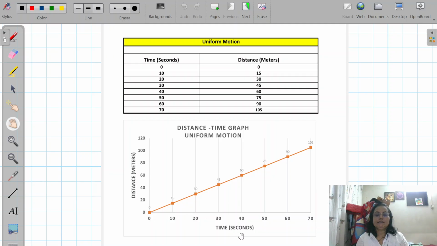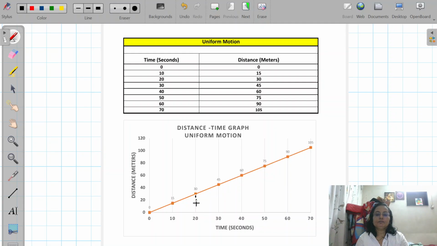So if we plot a graph between distance and time, we see that this graph is a straight line. So distance is directly proportional to time. This is called uniform motion. When an object covers equal distances in equal intervals of time, we say it is moving with uniform motion. Now, can you tell me what is the slope of this graph? What is the slope of this line?